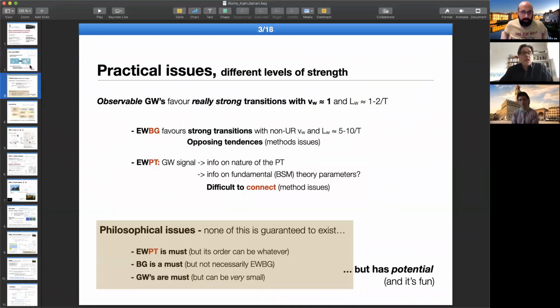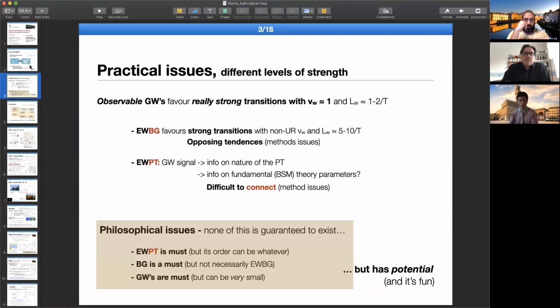So further, a couple of issues here. Practical issues involve these different levels of strength. What is strong depends on what aspect you are looking at. From the aspect of gravitational waves, they favor really strong transitions with wall velocities up to the speed of light, which also usually makes the walls very thin. On the other hand, electroweak baryogenesis rather favors not really strong, but strong transitions with not ultra relativistic wall velocities, and typically also slightly wider walls for efficiency. So these are opposing tendencies right away. And actually there are methods issues as to the accurate calculation of the baryogenesis yields for very, very narrow walls.